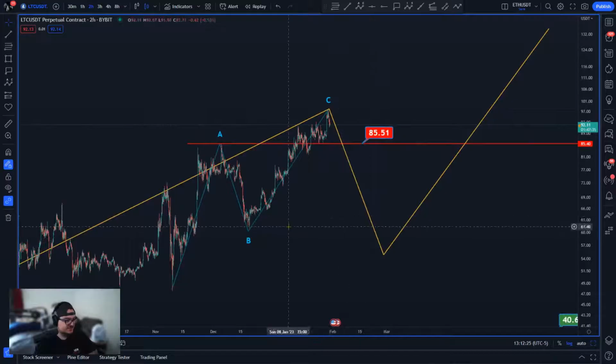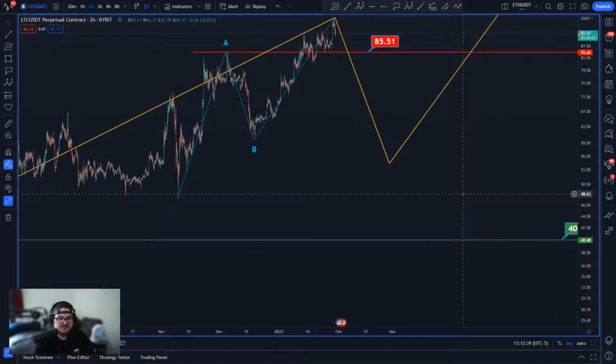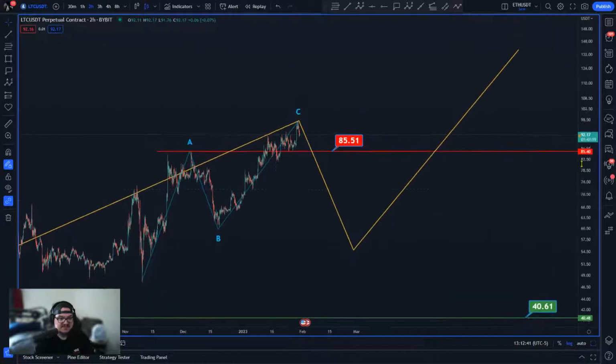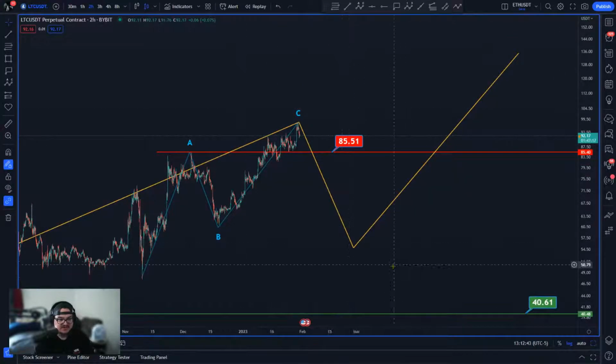But yeah, that's pretty much the main scenario, or the two main scenarios for LTC at the moment. Both lead me to look for a short position at this region around 85.51. Whether it's a pullback or a continuation to the lower low, we don't know. All we can do is take that position and let price decide what it wants to do.